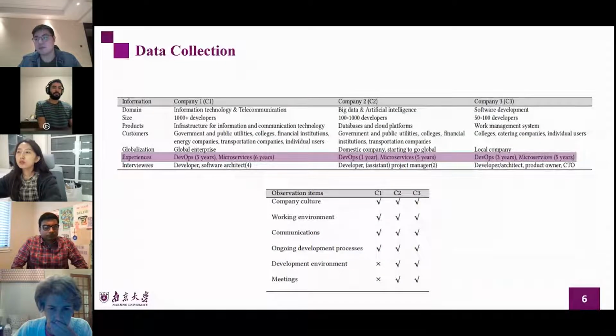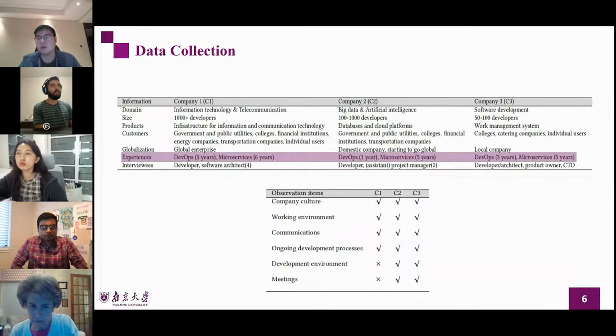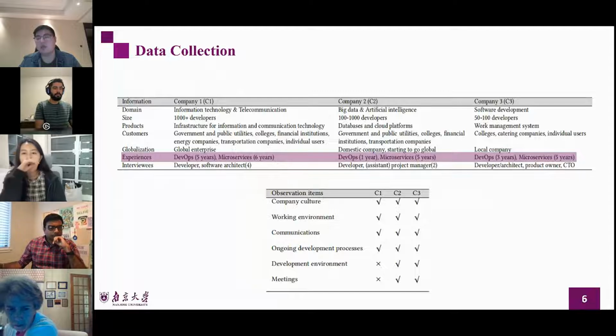This research project began in January 2020 with a total of 7 months of participant observation in the 3 companies at different scales. They differ in business, size, product, customer, and degree of globalization. All 3 companies claim to use DevOps and microservice. Therefore, they offer similar environments in different states of the corporation development, which allows comprehensive information to be observed in the period of this study.